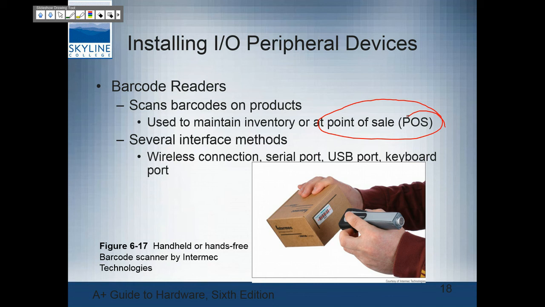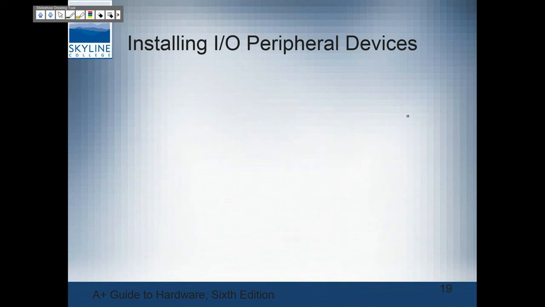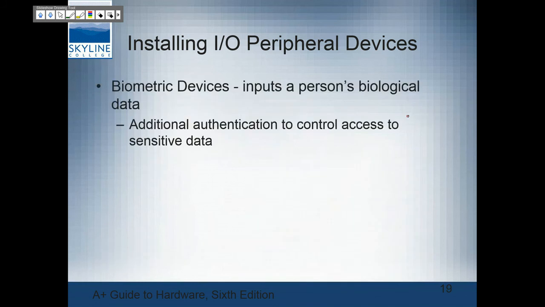Somebody out here had front-end alignment software that only ran in DOS, was trying to convert it to Windows XP, and nobody can make it run on Windows XP. So some of the specialty software is designed for a particular operating system and runs only in those operating systems. The interface methods are wireless, serial, USB port, and keyboard port. Some of them will plug into the keyboard port, and then the keyboard will plug into those devices. But the devices themselves, the peripherals, have to be installed. Biometric devices are things that probably are going to become more and more important when we get to two-factor authentication.